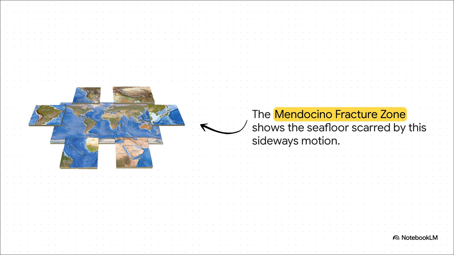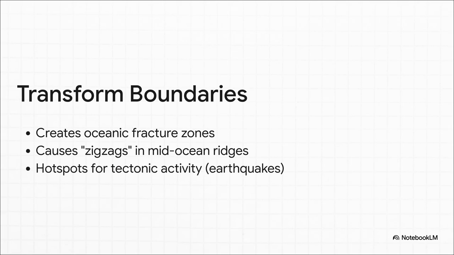This is the Mendocino Fracture Zone off the coast of the Pacific Northwest. It's just a massive scar on the ocean floor, and it's a direct result of this horizontal plate movement. And of course, California's famous San Andreas Fault is another classic example of this, but on land. The key features here are these huge fracture zones, along with these really distinct zigzags you can see in mid-ocean ridges.